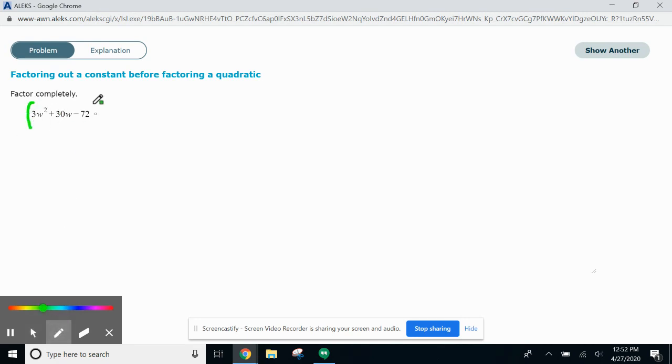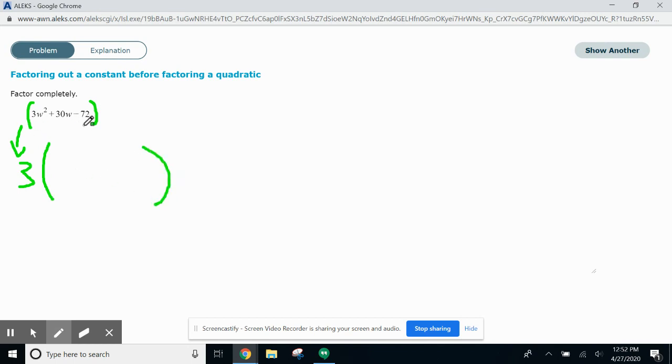So we're going to take a 3 out. And if we wanted to do this problem, we could do it all the way. It's just going to make the numbers bigger and a little bit harder, especially when you're looking for 3 times negative 72 and adding to 30. Those numbers are going to be a lot bigger.